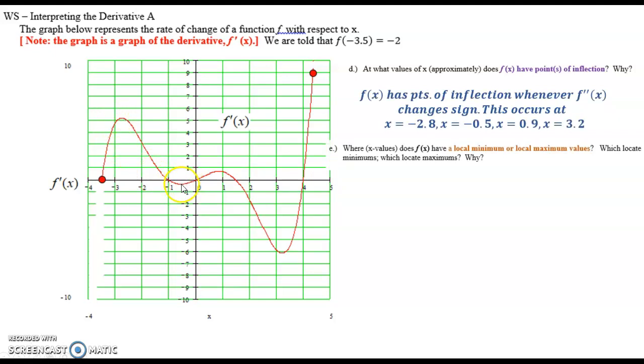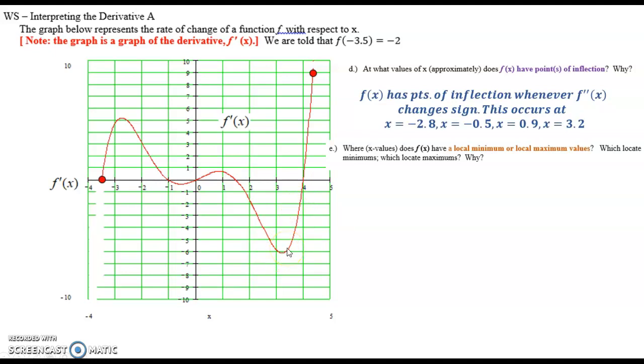Here again, the second derivative will change sign from being negative to positive, because remember, the second derivative is the derivative of the derivative. The second derivative will change sign from being positive to negative, so here will be another point of inflection. And then here, where the second derivative changes from negative to positive at about 3.2.